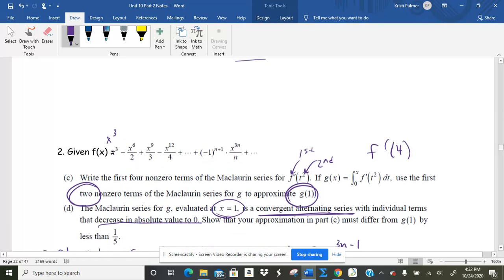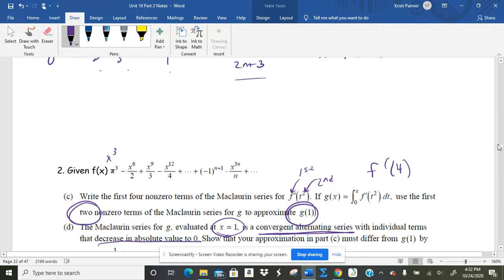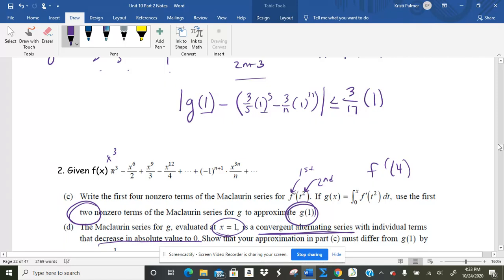So this is talking about the alternating series error bound, which says that my exact minus my approximation that I just got, which was the 3/5 times 1 to the 5th, minus the 3/11 times 1 to the 11th, has to be less than or equal to the next term, which was 3/17, evaluated at that 1 still, times 1 to the 17th.